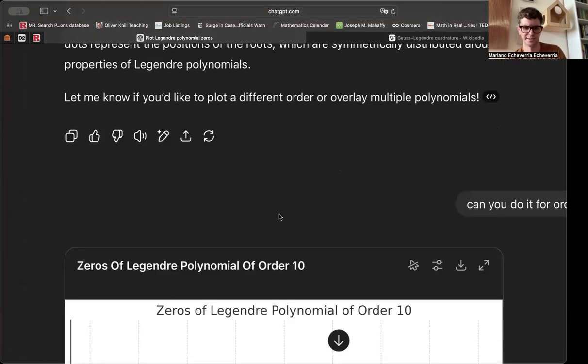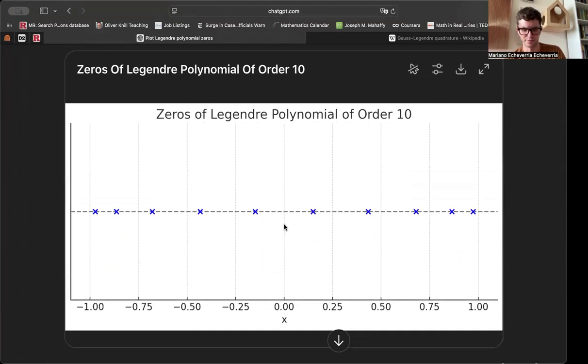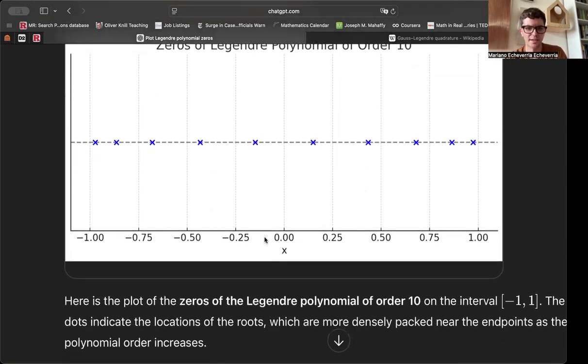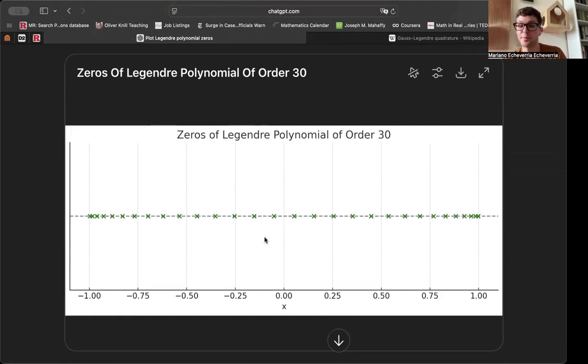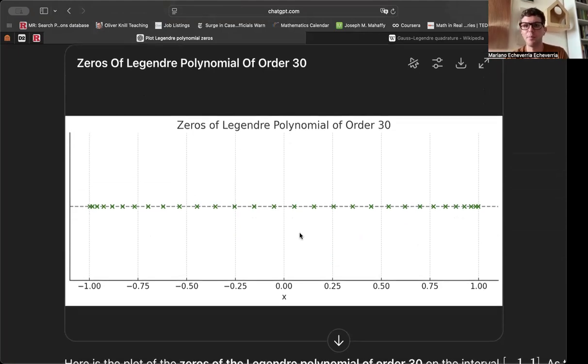And then, for example, I asked it to do degree 10. So you can see there the 10 roots of the degree 10 Legendre polynomial. And just to show you another one, I asked it to do degree 30, because then you can see a little more of a pattern of what's going on. So what happens as you increase the degree?